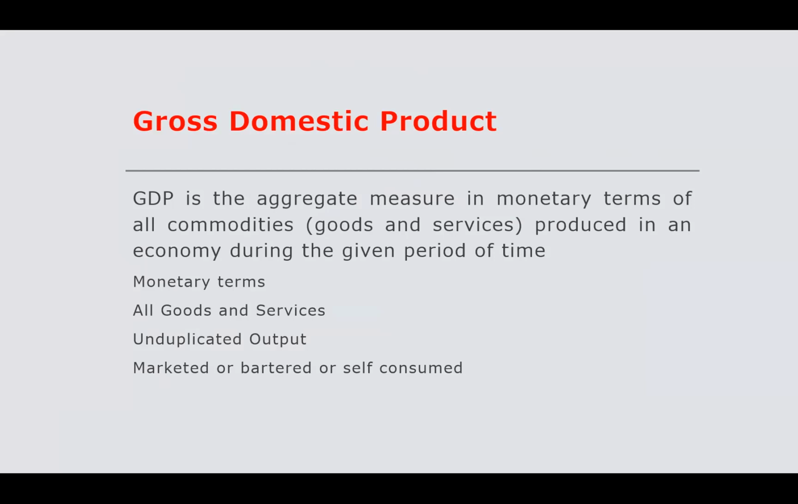Gross domestic product. GDP is the aggregate measure in monetary terms for all commodities, goods and services produced in an economy during a given period of time. It's in monetary terms. It covers all goods and services. It's an unduplicated output, and marketed or bartered or self-consumed.